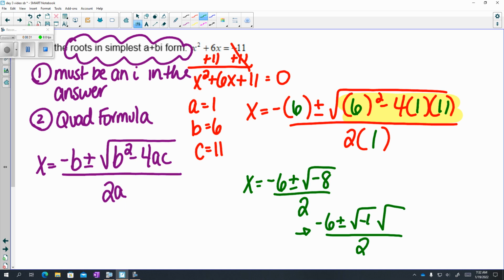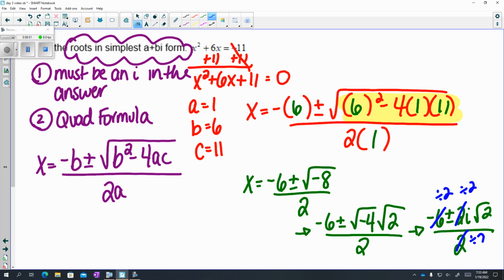We have negative 4 and 2. So that gives me negative 6 plus or minus 2i radical 2 all over 2. Remember, at this point, you cover up the radical. If there's something that they can all be divided by, they can all get divided by 2. So my final answer is x equals negative 3 plus or minus i radical 2. So that's all about imaginary numbers.